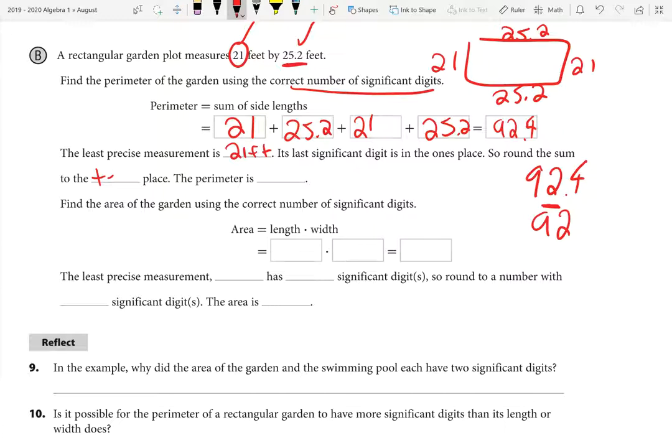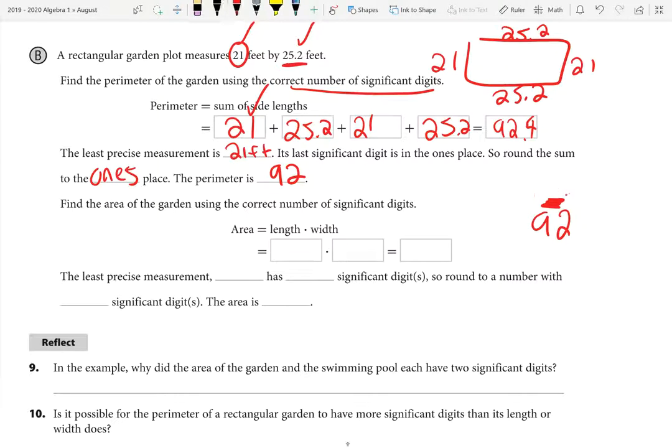Or the ones place. Did I say tens place? I meant ones. I don't know what I said. But the 21 feet, its last significant digit is in the ones place. We're rounding it to the ones place. 92.4, rounding it to that whole number, 92.